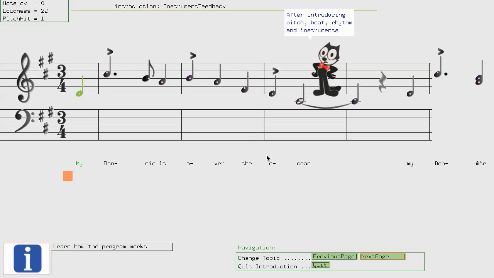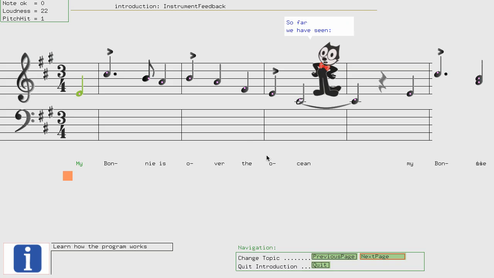After introducing pitch, beat, rhythm, and instrument, there is another concept. It is here to put the aforementioned components together. Music notation. Music notation helps us to remember text and melodies, and it gives us hints on how to perform a song.